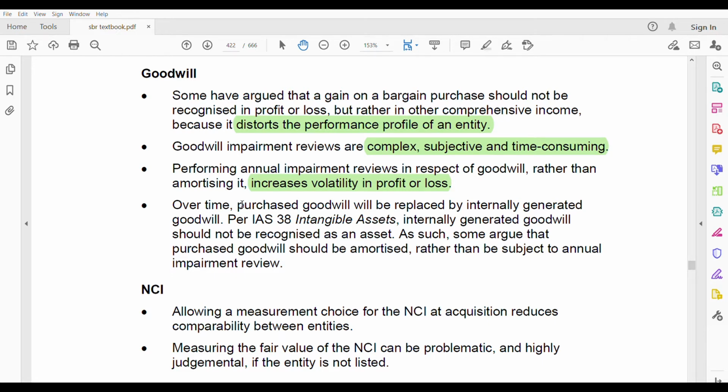Next, over time purchased goodwill will be replaced by internally generated goodwill. So according to IAS 38, internally generated goodwill we do not recognize as an asset. As such, some argue that purchased goodwill, the goodwill that you have bought, should be amortized. But we amortize intangible assets which have a definite useful life, and even though goodwill is a part of intangible assets, we do not amortize it, right? We do an annual impairment review on goodwill.